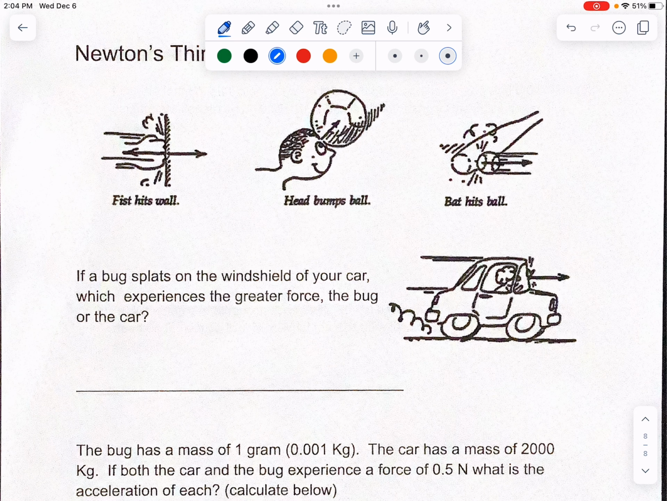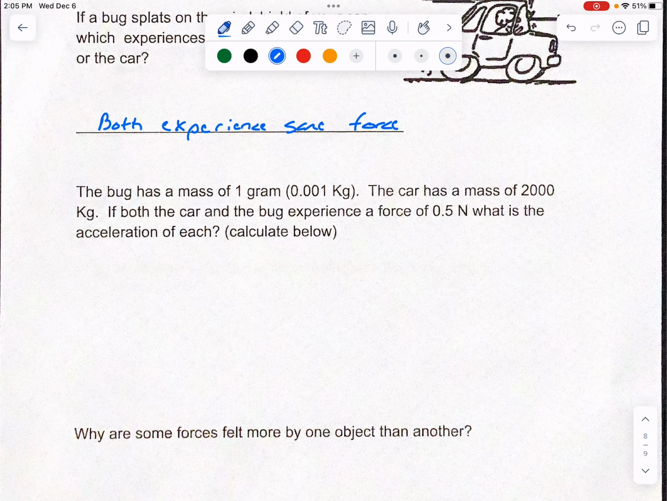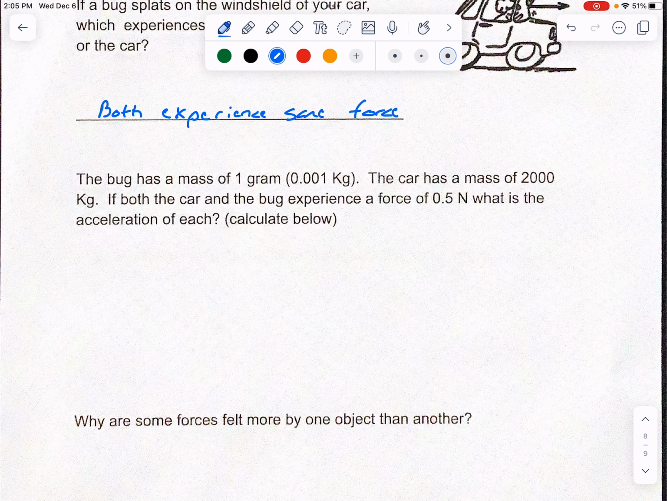Now, if a bug splats on the windshield of your car, which experiences the greater force, the bug or the car? We just talked about that. Every force comes in pairs. There's an equal and opposite reaction. So both experience the same force. Both the bug and the windshield are going to experience that force. Now, I'm sure you can guess the bug cannot really handle that.